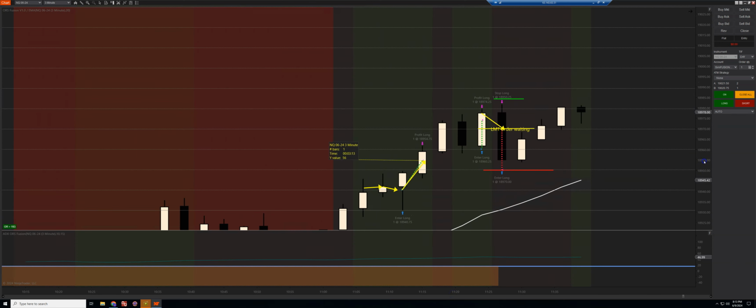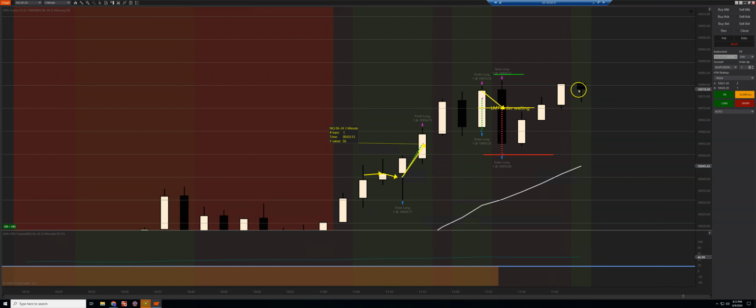All right, so we come and we close below this standard deviation line. Here's the close of this bearish candle here.